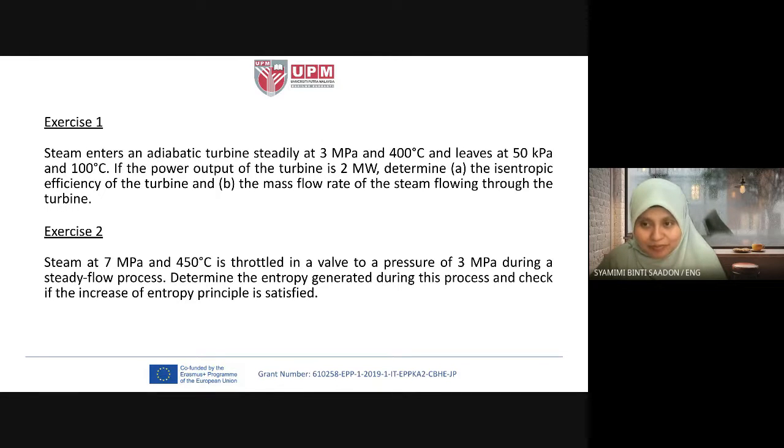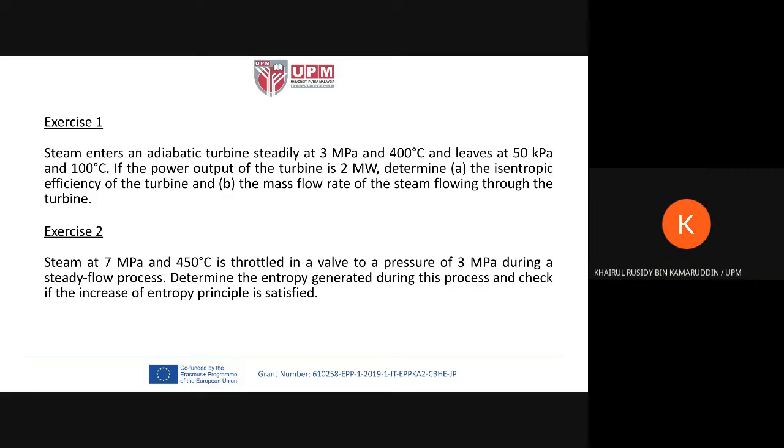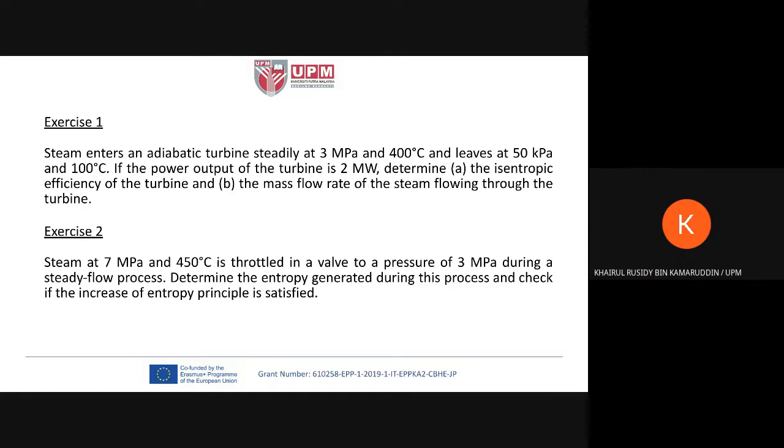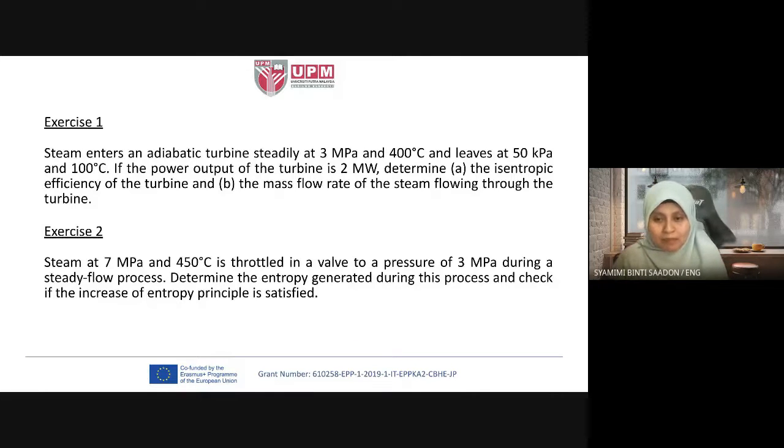Khairul Rushdi. Yes, Doctor. Can you give me the input only first? At the input we have 3 megapascal, 400 degrees Celsius. What is the enthalpy and the entropy at that point? By using a table, you don't need to calculate. Which table can we use? Table A6, Doctor. What is the value? The enthalpy is 3231.7. The entropy is 6.9235. What is the name of the table? Superheated water. Okay, thank you.